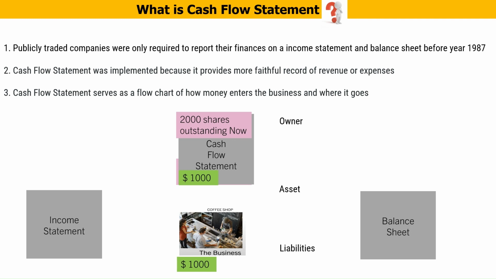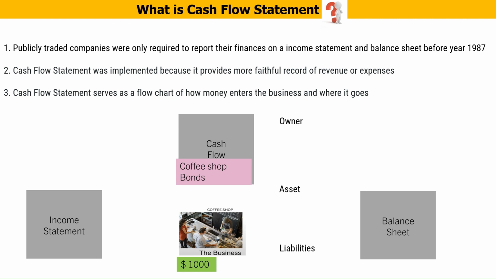So instead of just making $1,000 from selling the coffee, he might make another $1,000 just through the sale of his stock. Another way John can raise money is through the issue of bonds. But that's not something that you're really going to capture on the income statement.